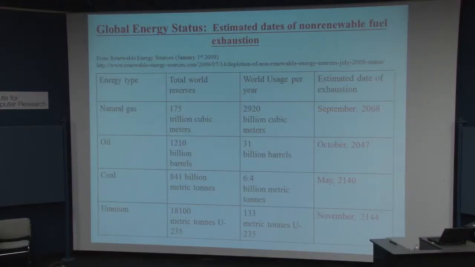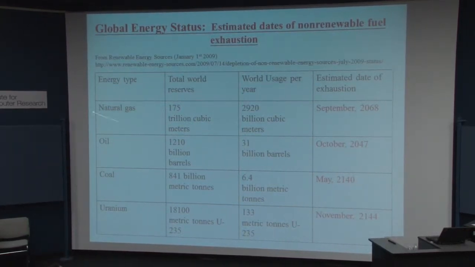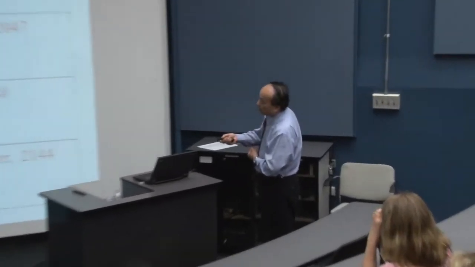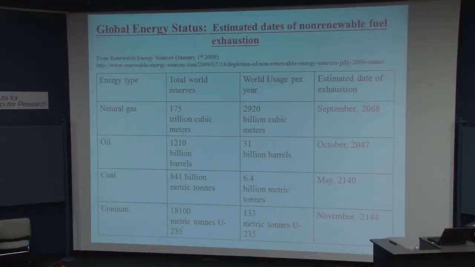And this slide shows you the urgency of our energy consumption. I give the four major energy sources. These are the fossil fuels, right? Natural gas, oil, coal, and uranium, which is for nuclear power. This one is the total world reserve of all these fuels, and here is the world usage per year at the current consumption rate. For example, for natural gas, we consume around 3,000 billion cubic meters per year.